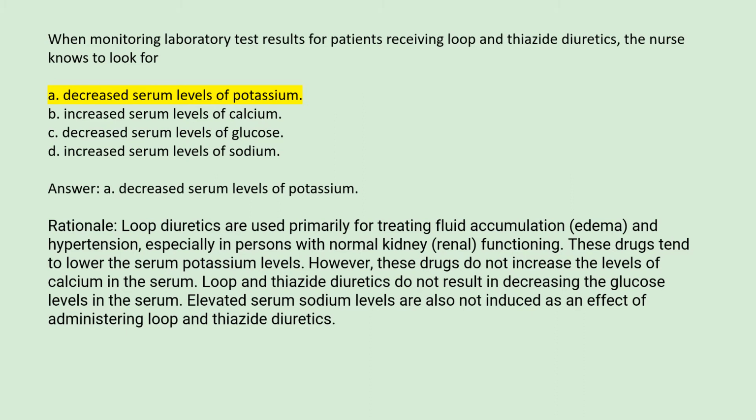Rationale: Loop diuretics are used primarily for treating fluid accumulation, edema, and hypertension, especially in persons with normal renal functioning. These drugs tend to lower the serum potassium levels. However, these drugs do not increase the levels of calcium in the serum. Loop and thiazide diuretics do not result in decreasing the glucose levels in the serum. Elevated serum sodium levels are also not induced as an effect of administering loop and thiazide diuretics.